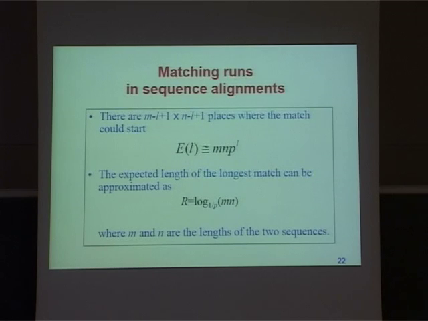But if L is small with respect to m and n, this can be ignored, and we can directly write, similar to the previous formula of n times p to the L, m times n times p to the L. And the expected length of the longest match can be approximated by this formula, which is very similar to the Erdős–Rényi formula. Instead of n, we have m times n, where m and n are the lengths of the two sequences.